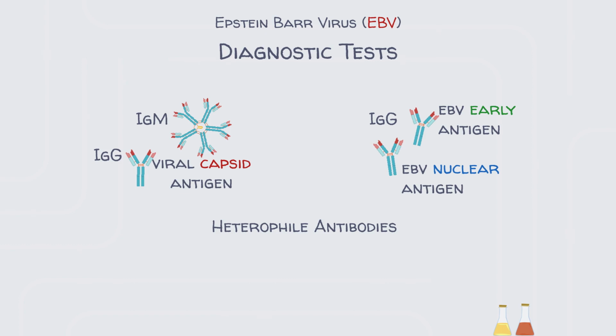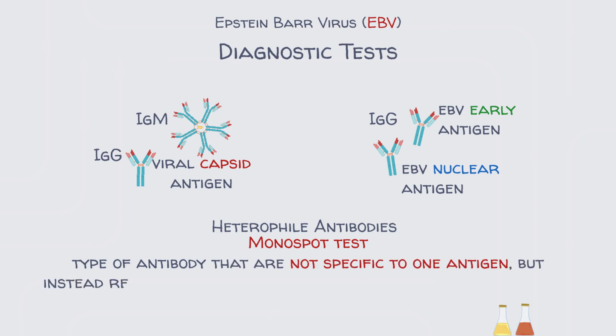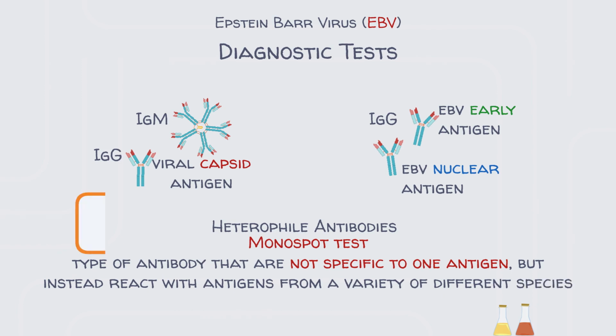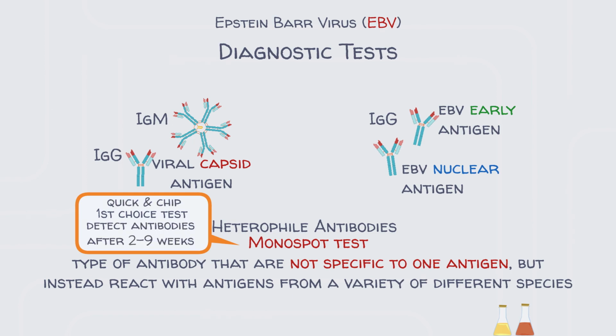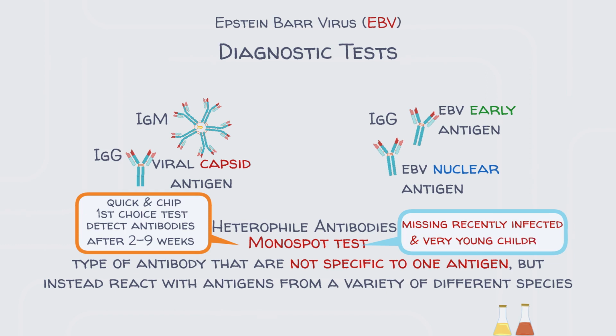The heterophile antibody test, or monospot test, is about a type of antibody that is not specific to one antigen, but instead reacts with antigens from a variety of different species. The monospot test is often the first test ordered. It's quick, cost-effective, and can detect antibodies 2 to 9 weeks after infection. However, it may miss some recently infected cases, especially among very young children.